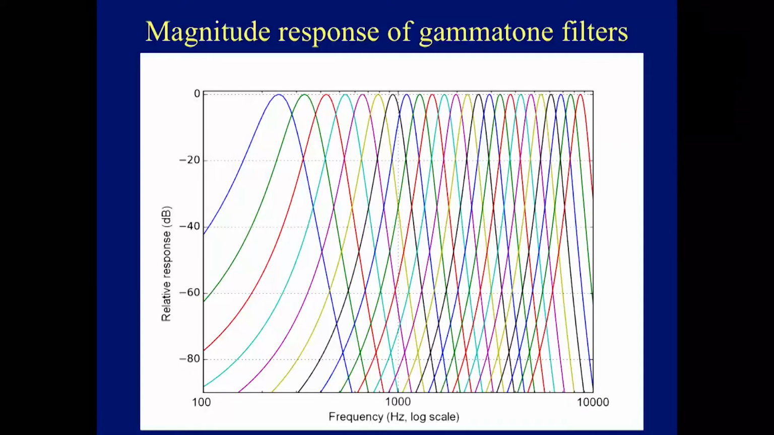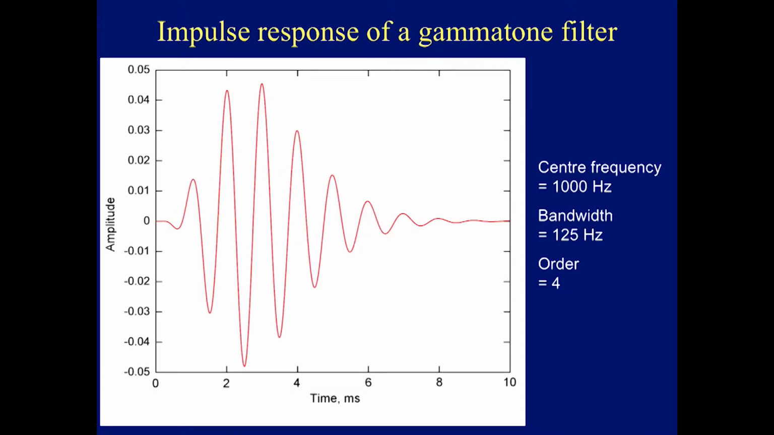And this shows the magnitude responses of an array of gammatone filters with different center frequencies. Here they're plotted on a log scale. For medium and high frequencies, the bandwidths of the auditory filters are approximately constant on a log scale, so these filters have bandwidths equivalent to the equivalent rectangular bandwidth of the auditory filters, and on a log scale they look a little bit broader at low frequencies than at high frequencies. This just shows a typical time domain impulse response of a typical gammatone filter.